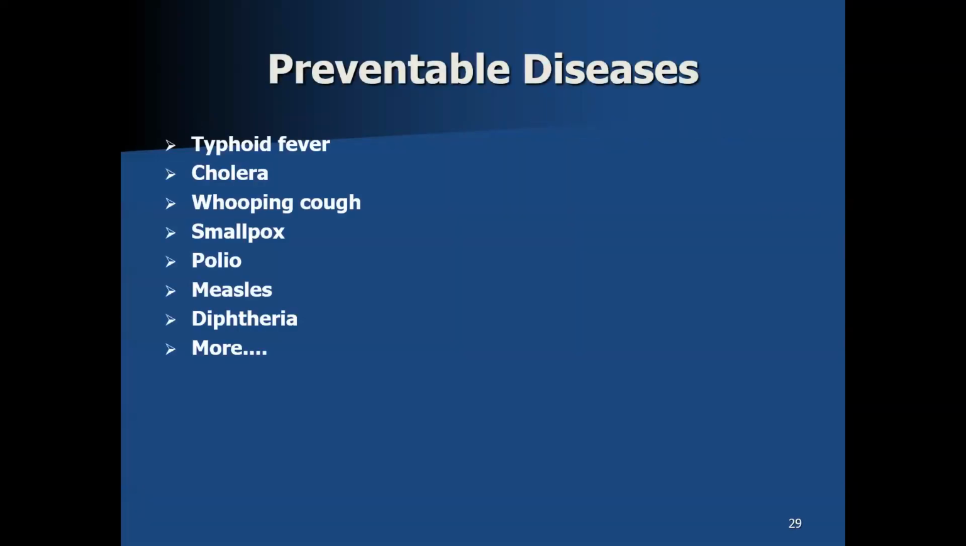Currently, there are 32 human vaccine preventable diseases: 20 viral, 10 bacterial, and 2 bacterial toxins.